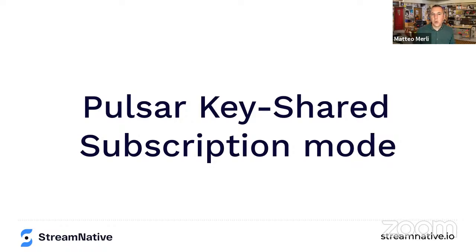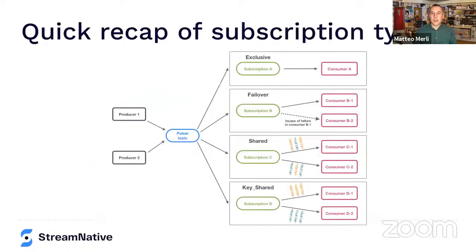If you look at what KeyShared is, first let's do a quick recap of subscription types. The subscription type is independent of how the data is published. You can have multiple producers sending data into a topic, and then you can choose how to consume that data, and that choice is based on the application need and on the use case. You can also mix and match different types on the same topic.